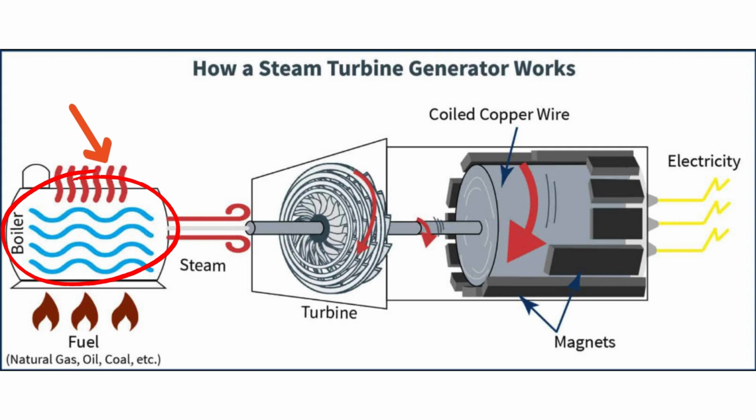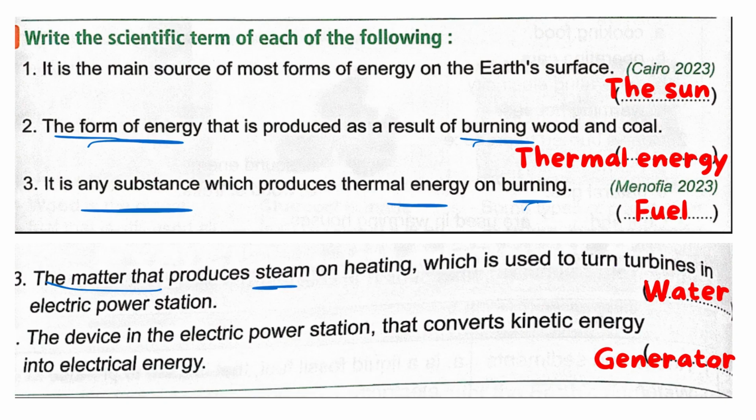Yes? And after that, this kinetic energy causes what? Yes, the generator to turn on, and converts this kinetic energy into electrical energy. So now we revised how the electrical energy is produced, or how we use fossil fuel to generate electricity. So back to our question here, the matter that produces steam on heating, which is used to turn turbines in an electric power station. Yes, this is water.